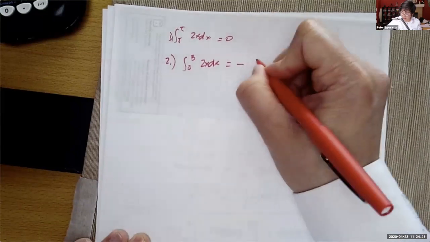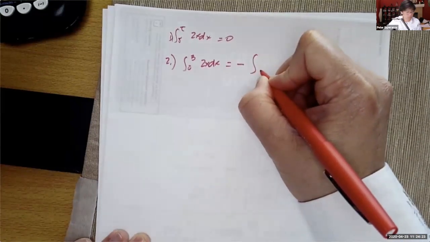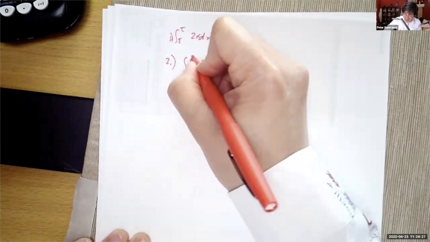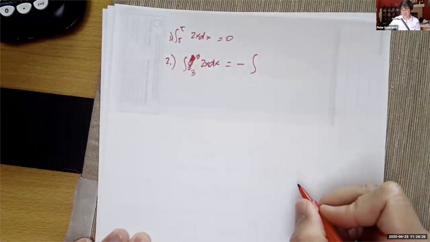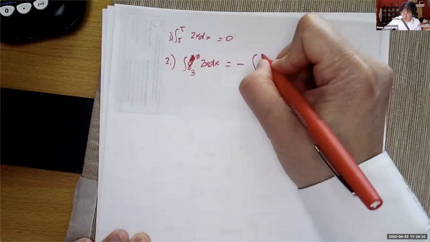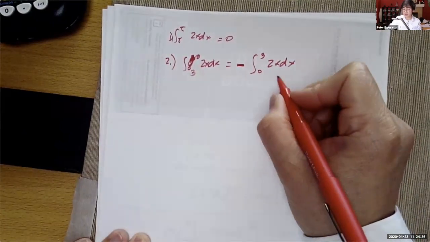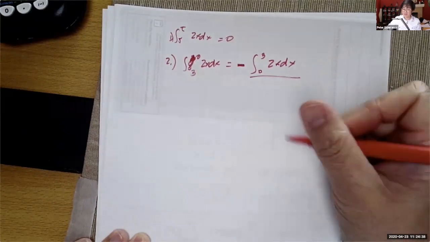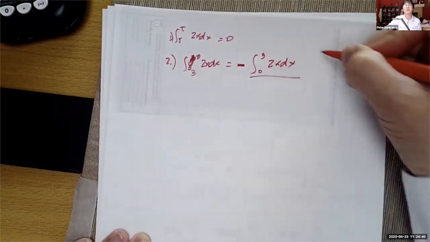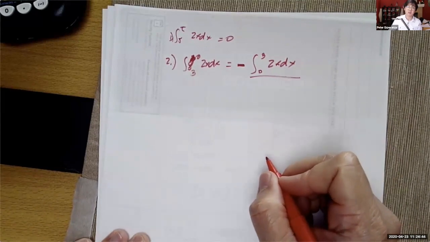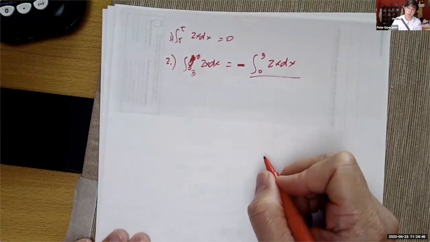So this will be the negative value of, this is supposed to be 3 and 0. All right, so 3 and 0. So this is going to be 0 up until 3, negative of 2x dx. So what you're going to do is you will evaluate this from 0 up until 3, and on your final answer, it's going to change its sign. So from positive, it will become negative, and negative will become positive.